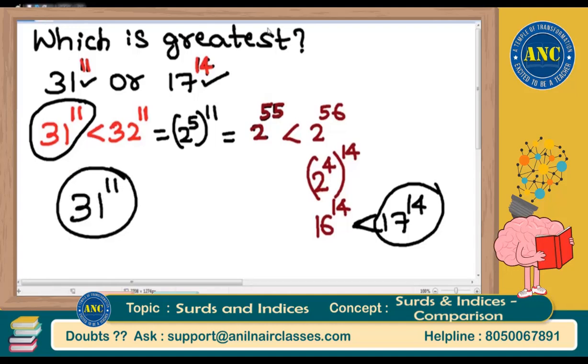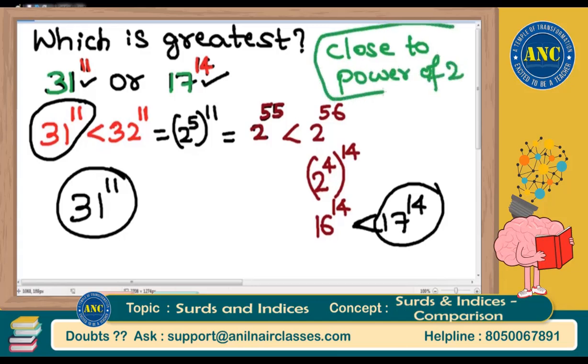The catch in this question is 31 is a base here, 17 is the base here. Both the bases are closer to the power of 2, right? Both these bases are closer to power of 2. That is the reason it is working out so beautifully.